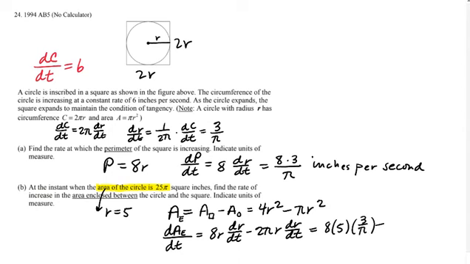minus, in this case, 2 pi r, where r is 5, so that's 10 pi, times dr/dt. And yeah, we could definitely simplify this a little bit, but this is the correct answer. This is an exact value of the rate of change. And if we needed the units of measure, okay, we'd say it's the units of area, which is going to be square inches, divided by the units of time, which is seconds. Okay, so that's square inches per second.